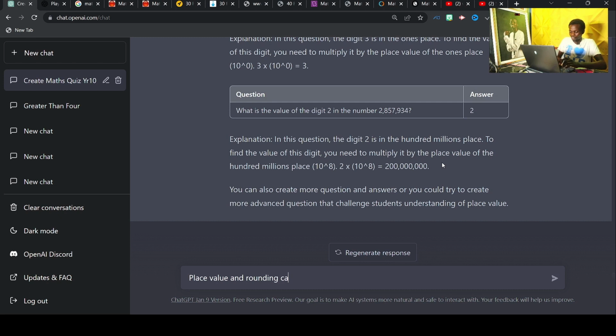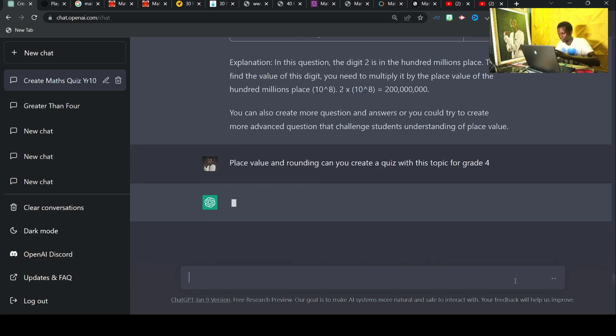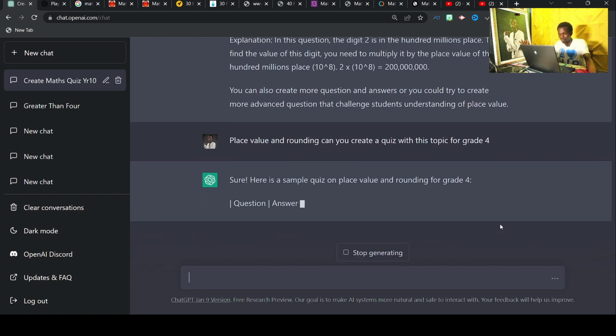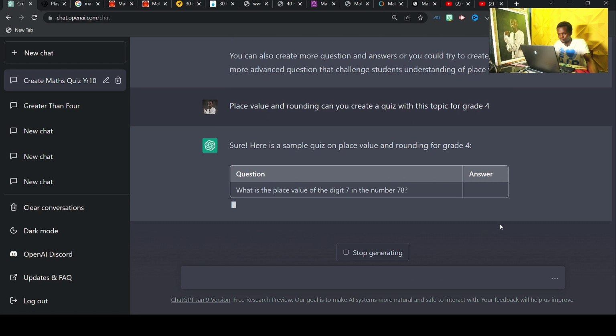Place value. Can you create a quiz? Okay, let's do a quiz with this topic for grade 10. Okay, for grade 4. Let's see what is going to happen over here. Okay, yeah, some simple quizzes that we can use.